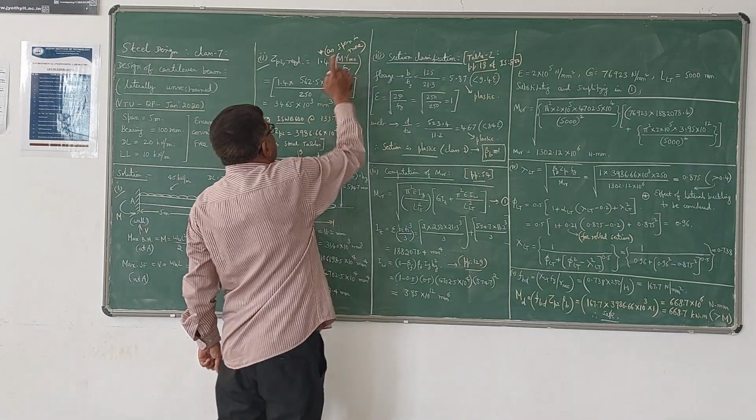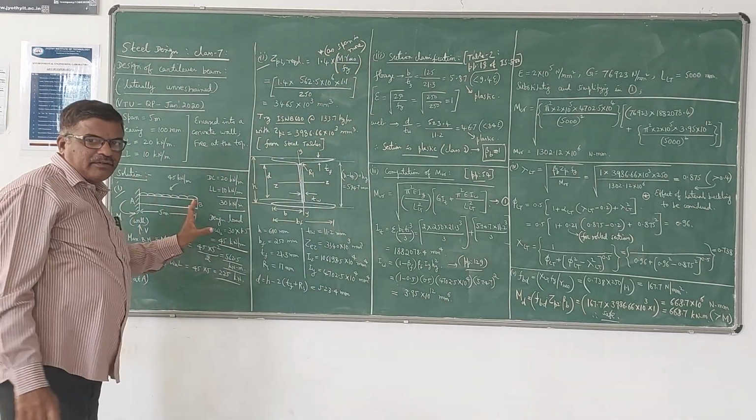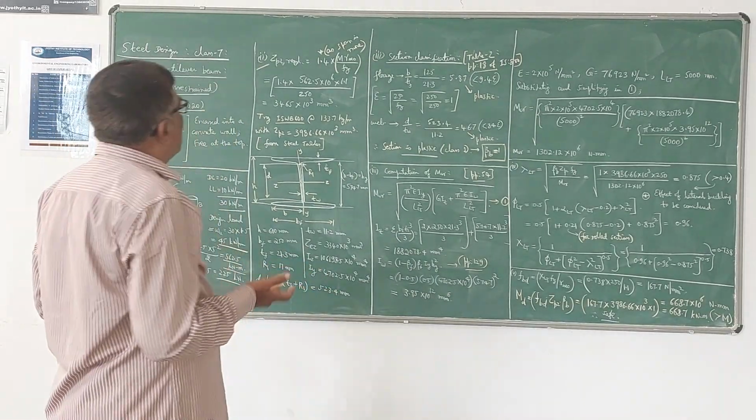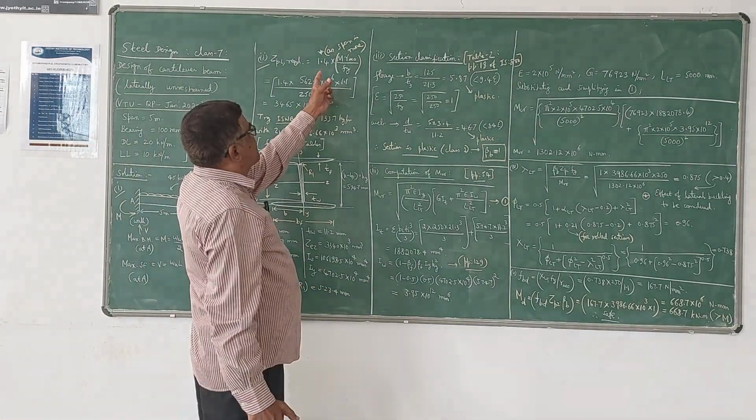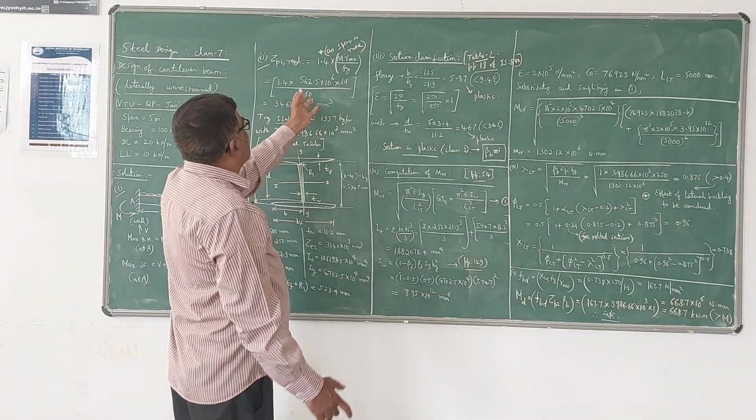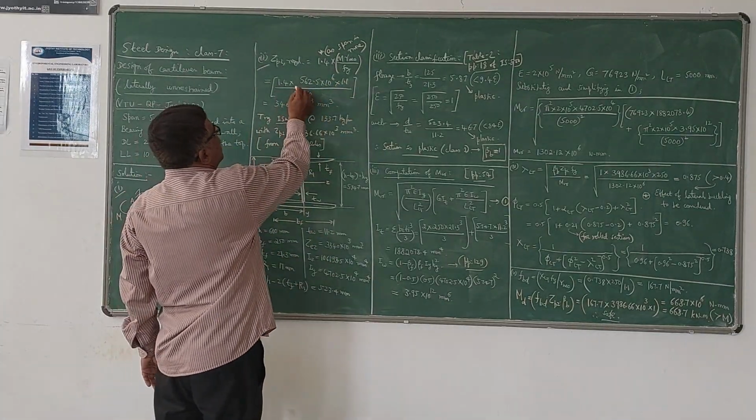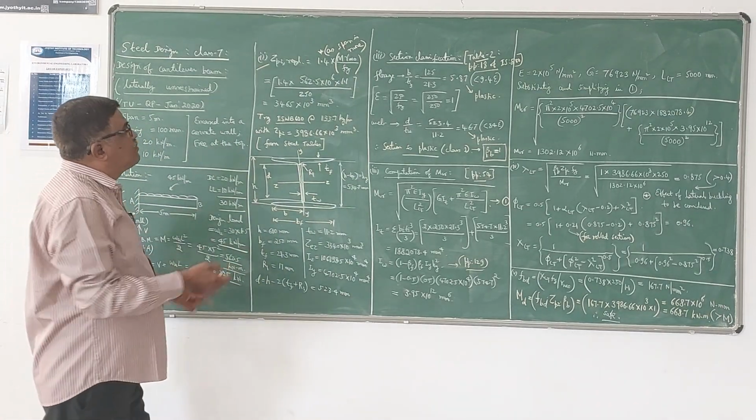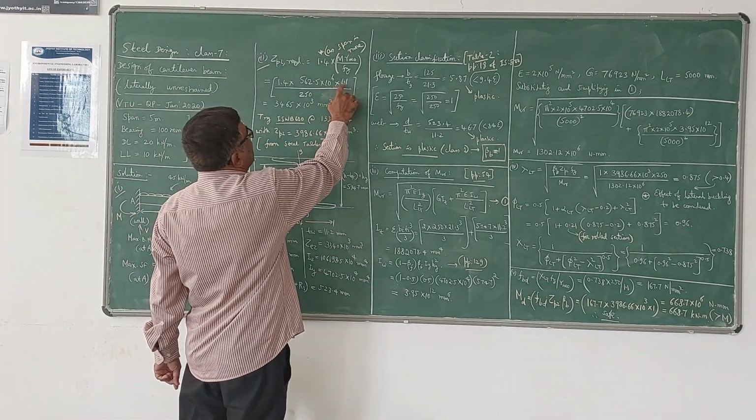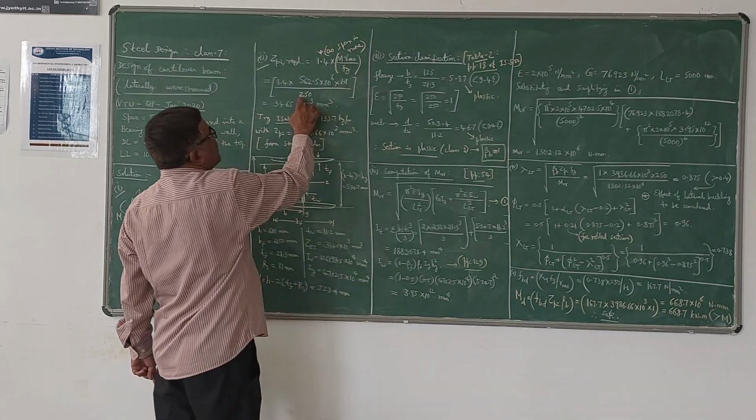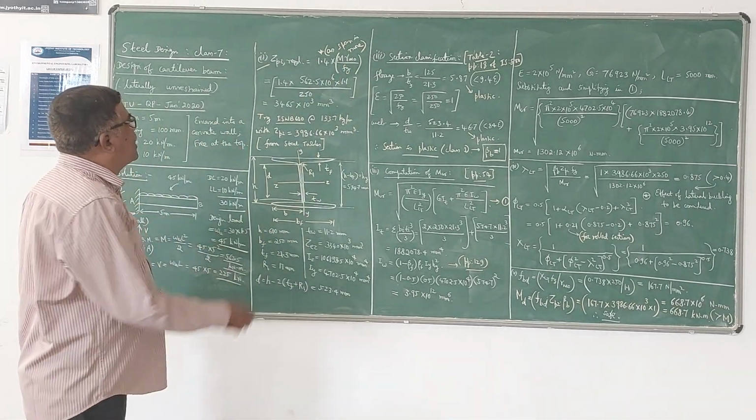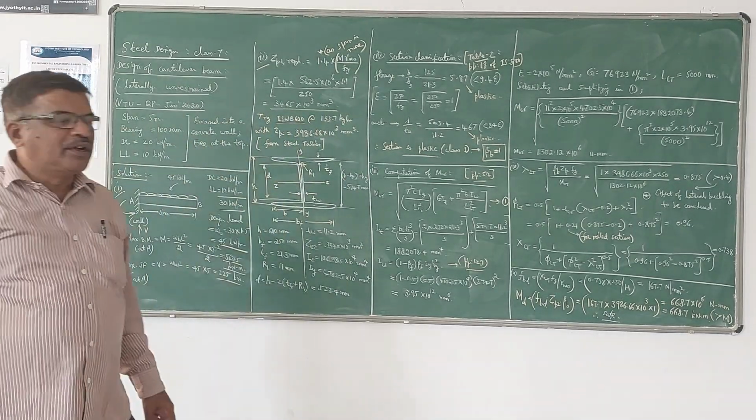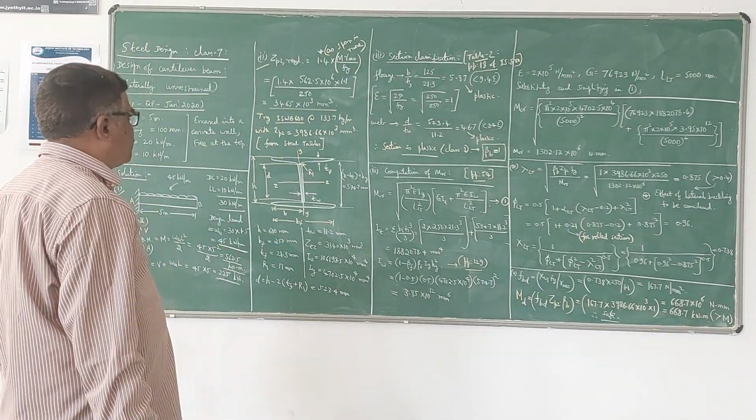Because the span is more, a 5 meter span for a cantilever beam, definitely it will give larger deflection. Therefore I have taken 40% more. So it's only trial and error. If I take 1.4 into M value, 562.5 into 10 power 6 Newton millimeter, into gamma M, which is 1.1, divided by FY, which is 250. If you simplify, you will get ZPZ required as 3465 into 10 power 3 millimeter cube.